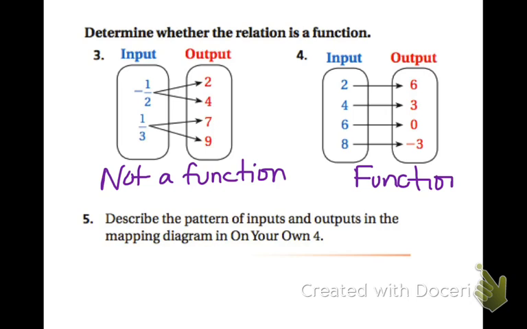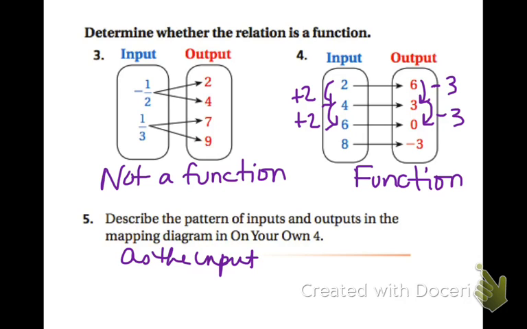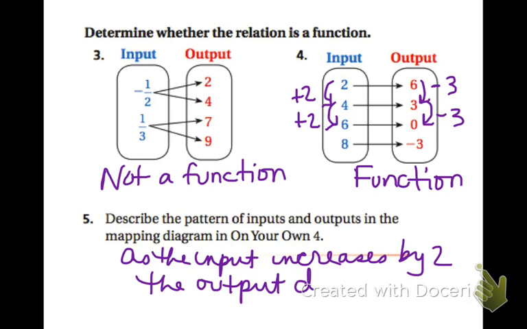So let's describe the pattern for number 4. So this is increasing by 2, and this is decreasing by 3. So as the input increases by 2, the output decreases by 3.